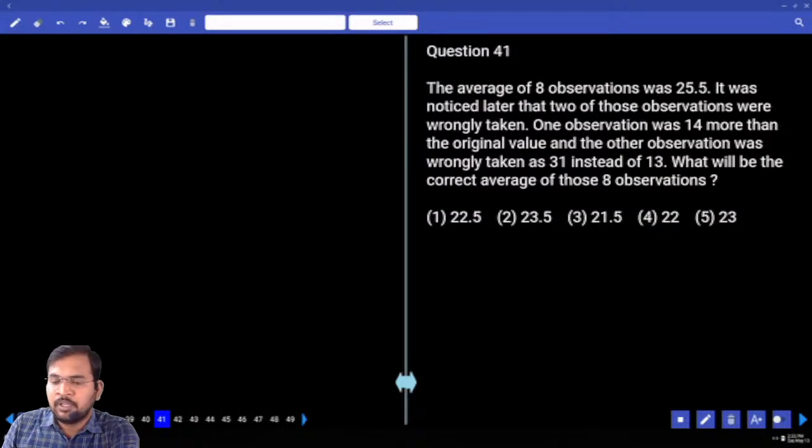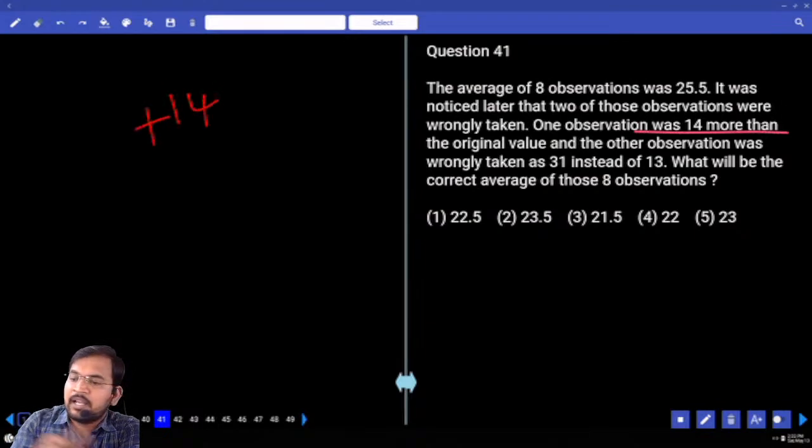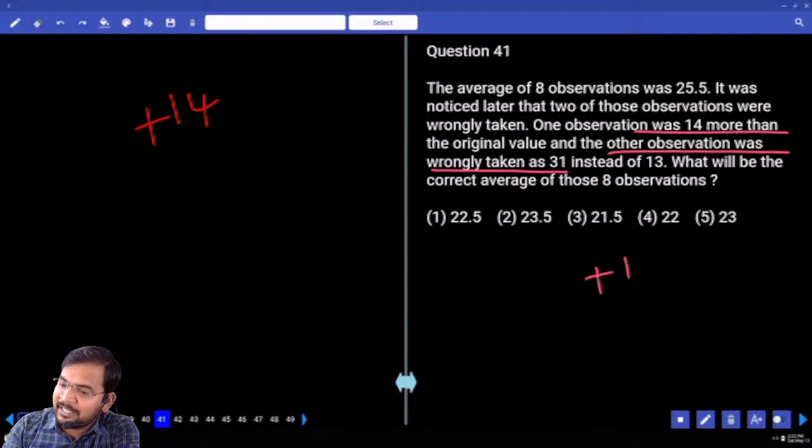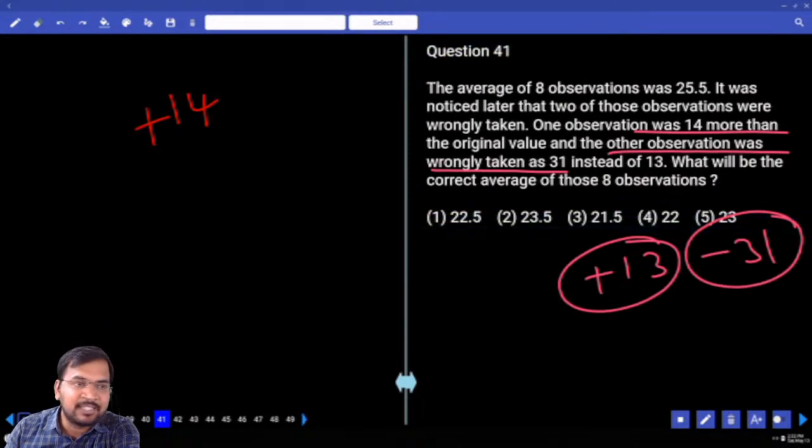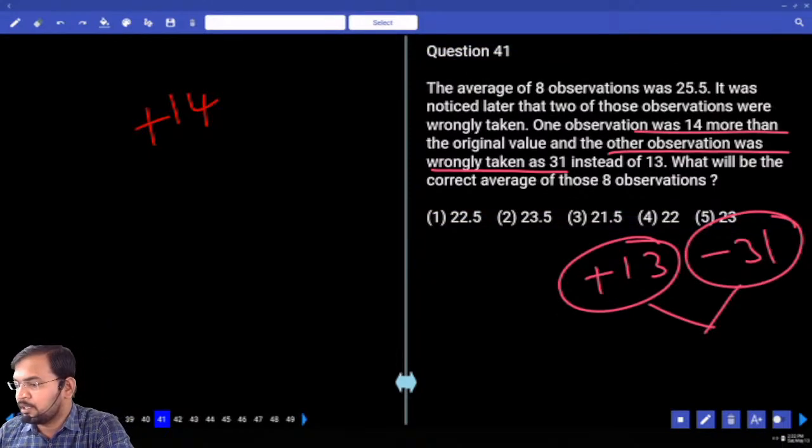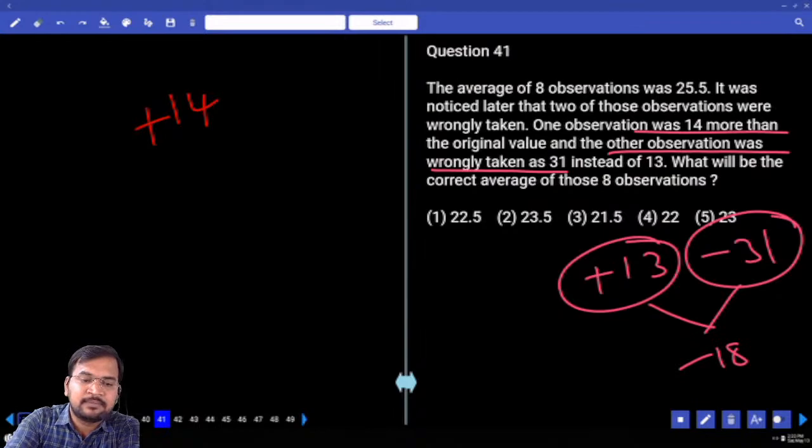First question. The average of 8 observations is what? 25.5. It was noticed later that 2 of those observations were wrongly taken. One observation was 14 more than the original value. 14 more and plus 14, na? Yes or not? And the other observation was wrongly taken as 31 instead of 13. Instead of taking 13, they are taking what? 31. And the correct value is 13, but they are taking it as 31. And how much less they are taking? How much, na? 18. Minus 18, na? All of you clear, na?